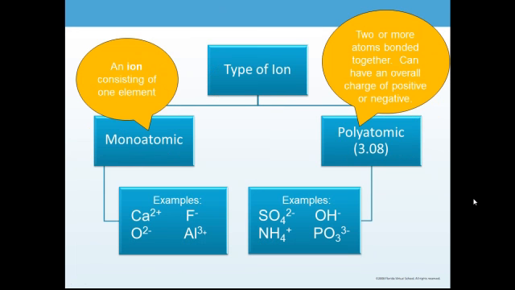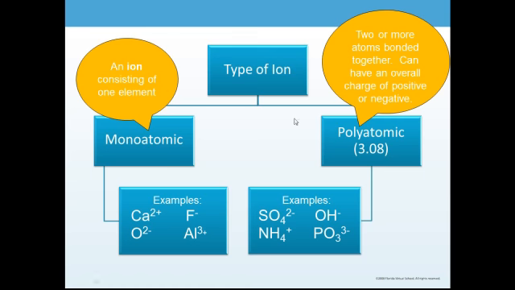With cations and anions, we can classify them based upon how many atoms there are. We have the monoatomic ion, which is what we're going to see in lesson 3.05. Mono, of course, means one, so monoatomic means an ion consisting of one element.